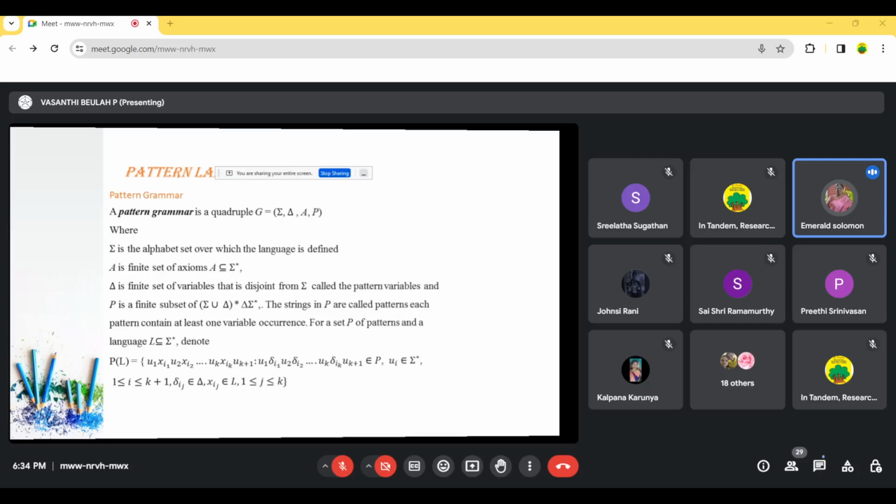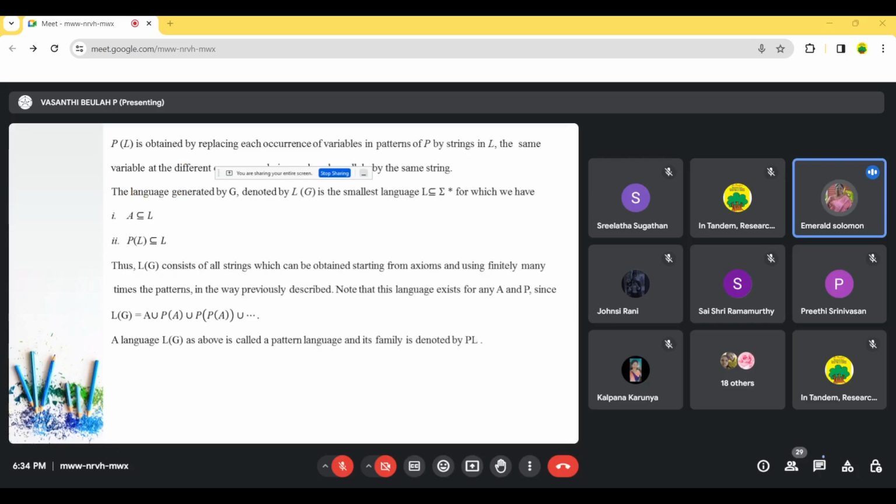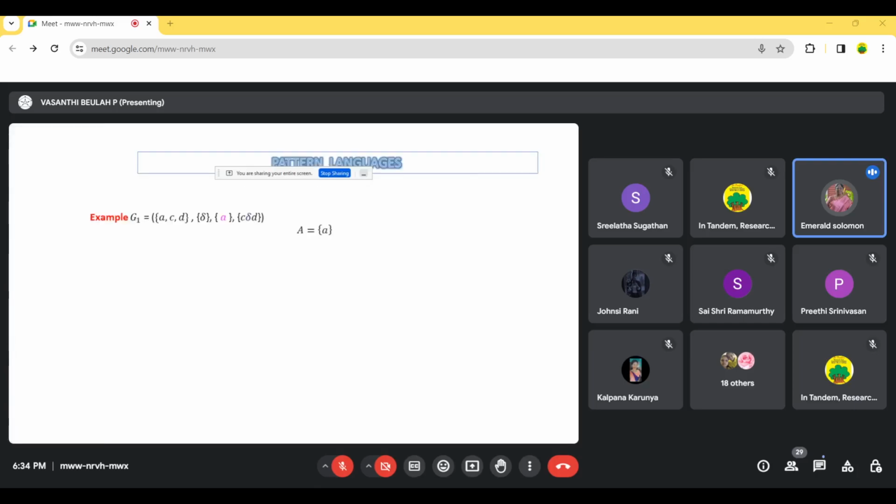So, okay, see here, the axiom is next slide. I take my axiom as just one letter A. Okay, and my pattern is C delta D. I'll substitute my axiom in delta. So my first word will be, in C delta D, I substitute A for delta. So I get CAD. That is one word.